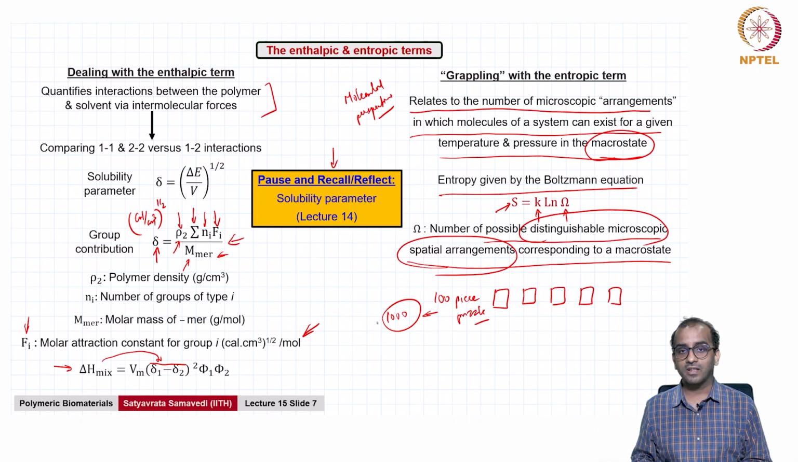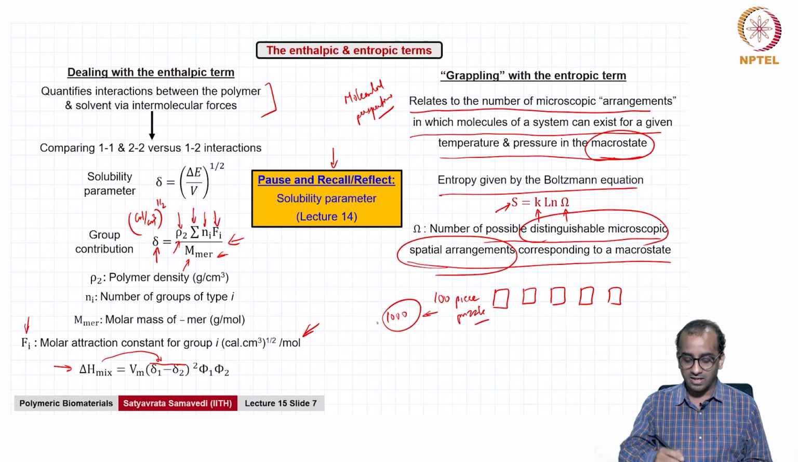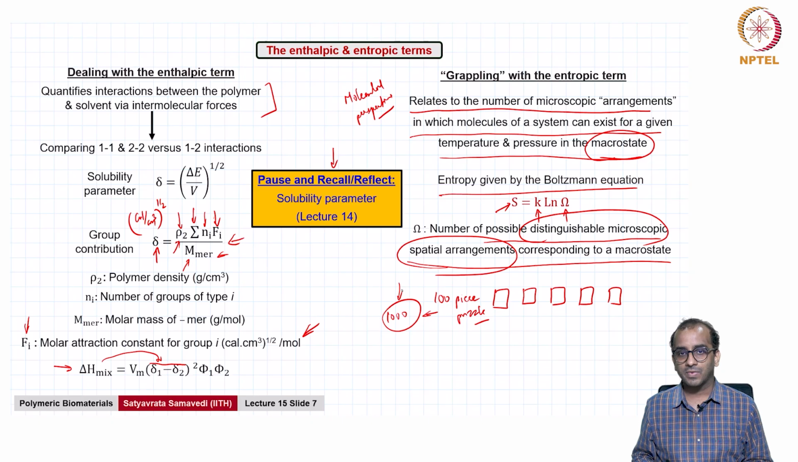But note that even in this case, there is exactly only one way in which you can get her face exactly right. So, even in the 100-piece puzzle, there is only one way in which you can exactly get her face right. Even in the 1000-piece puzzle, there is only one way in which you can exactly get her face right. But in the 1000-piece puzzle, the number of ways in which you can get it wrong in a jumbled up manner has gone up significantly.